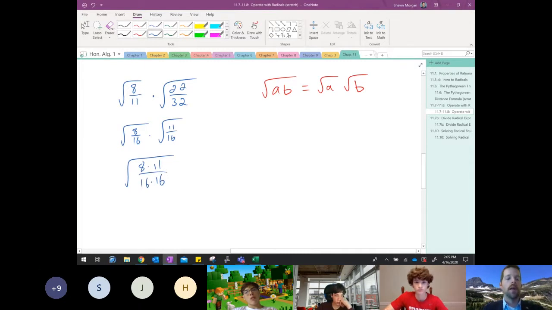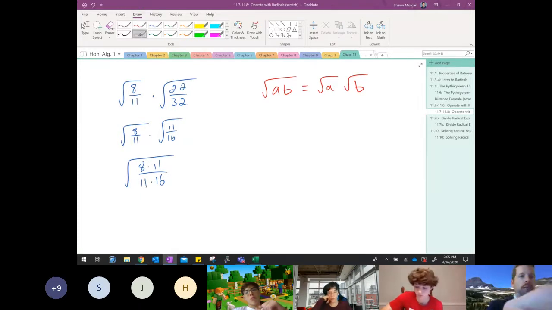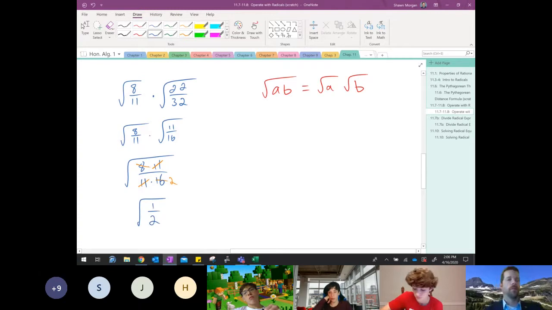And we could do some simplifying, right? Wait a minute, I screwed that up. Sorry. Y'all yell at me when I do stuff. It's 8/11. 8/11, 8/11. I knew my 11s were going to cancel out, and there's just a transcription error on my part. So the 11s do cancel out, as do the 8s. So this winds up being the square root of 1/2. The square root of 1/2.